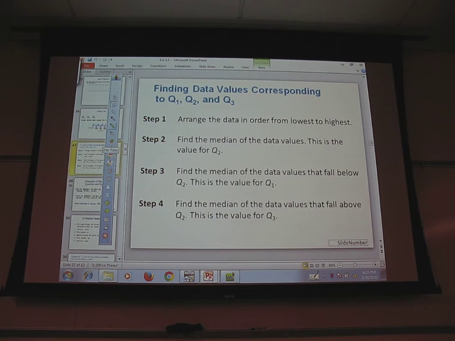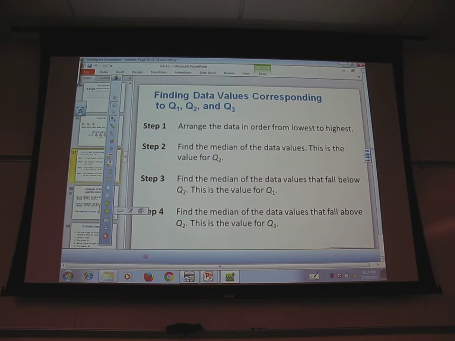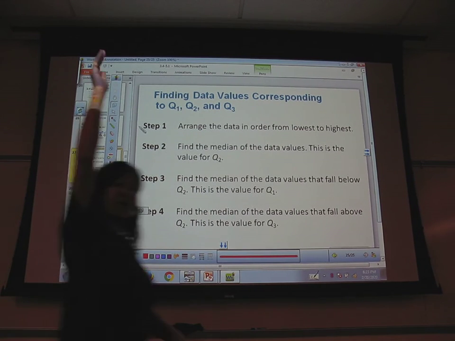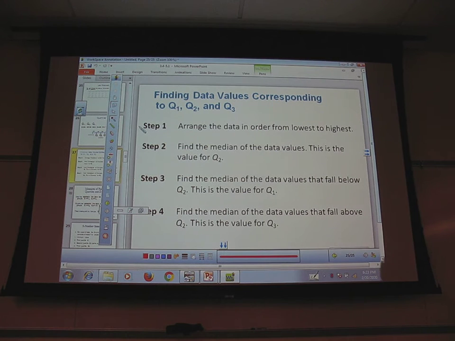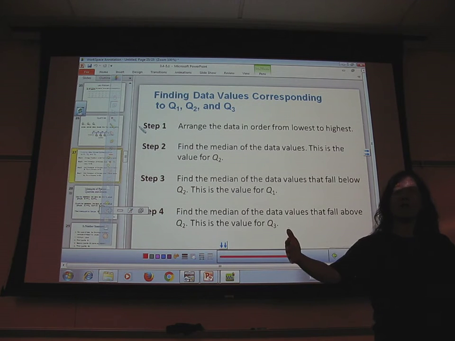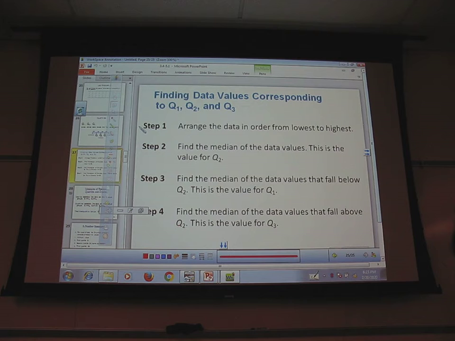This is how you find them. First, put your data in order. Who finds finding medians easy? So all you do, this is the same thing. You put your data in order, then you split it perfectly in half, to a lower half and an upper half. You find the median of the lower half, that's your Q1. Find the median of the upper half, that's your Q3.